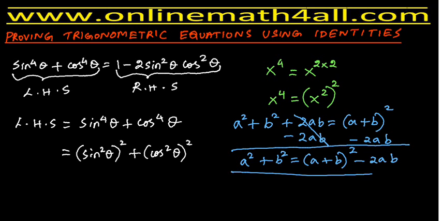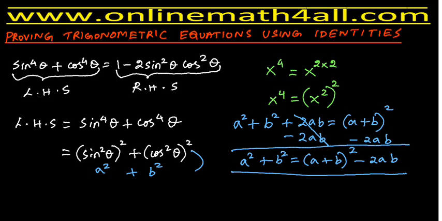So from the identity a square plus b square plus 2ab is equal to a plus b whole square, if we make a little change, we get a new identity for a square plus b square, that is equal to a plus b the whole square minus 2ab. Now we can come to our original problem. So now we are in the step of sine square theta whole square plus cos square theta whole square. Now it's in the form of a square plus b square.